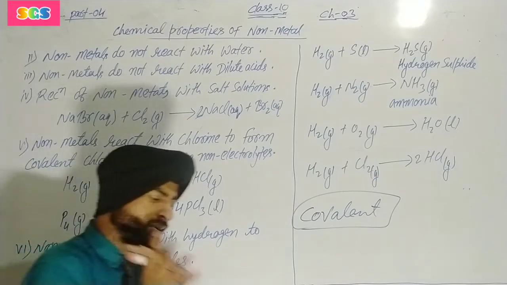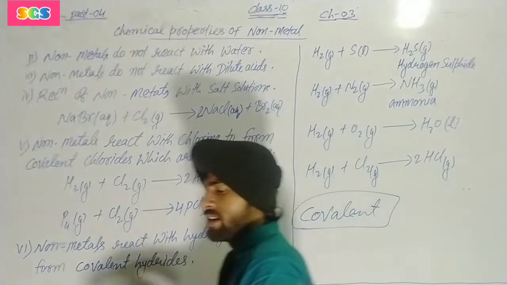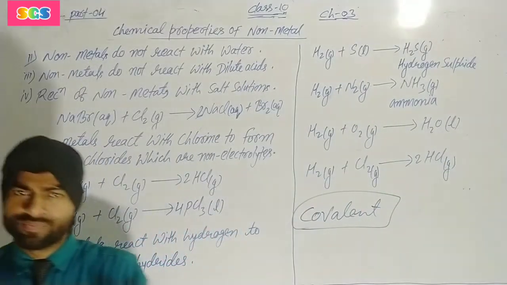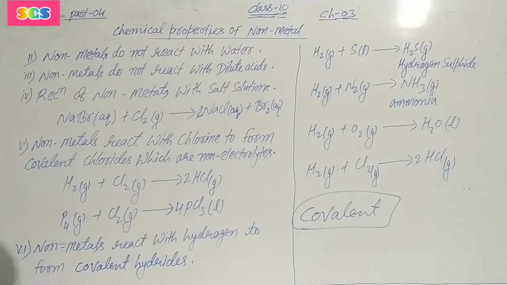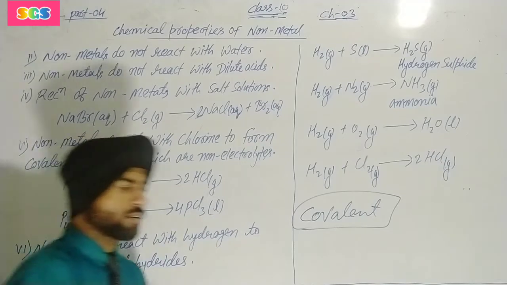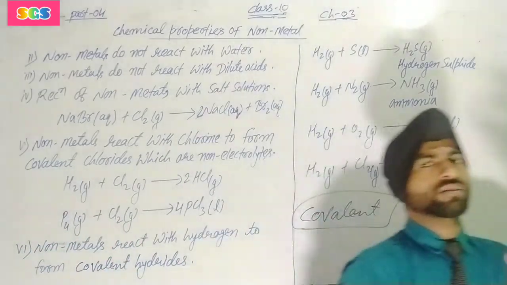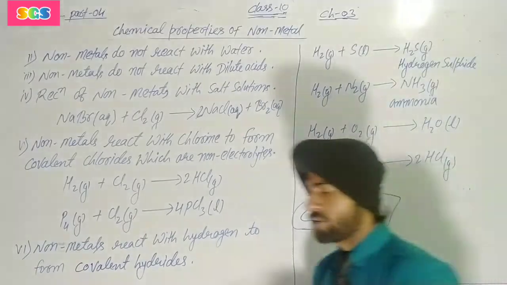Neither atom completely loses or completely gains an electron. That's why they form a covalent compound. Here we have taken the example of hydrogen and the example of phosphorus. Hydrogen is combining with chlorine. When hydrogen combines with chlorine, it will form hydrogen chloride, that means HCl, and HCl is a covalent compound.